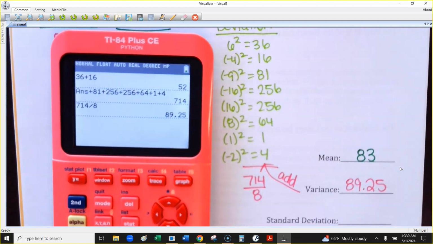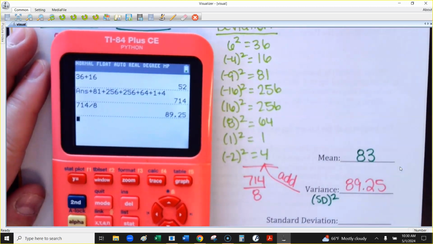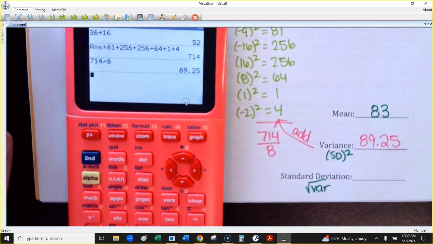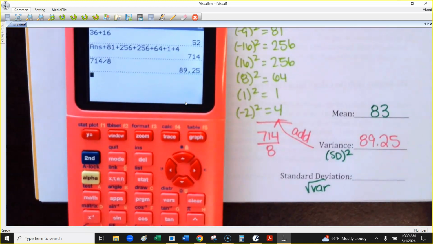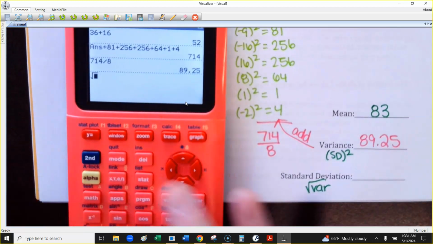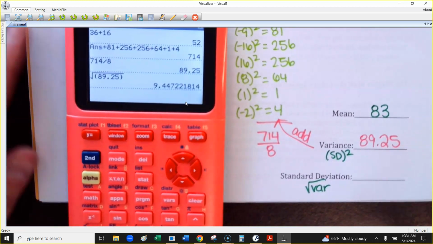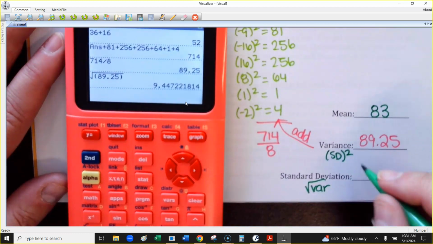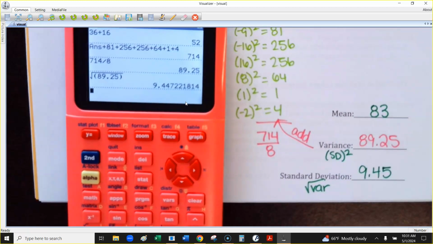Now, to do the standard deviation, the variance is the standard deviation squared and the standard deviation is the square root of the variance. So just basically because we squared all those deviations, now I'm going to take it back into single by taking the square root. So I'm just going to do square root of 89.25, and I'm going to go 2 decimal places if it doesn't tell you any different. This is 9.45 would be our standard deviation.